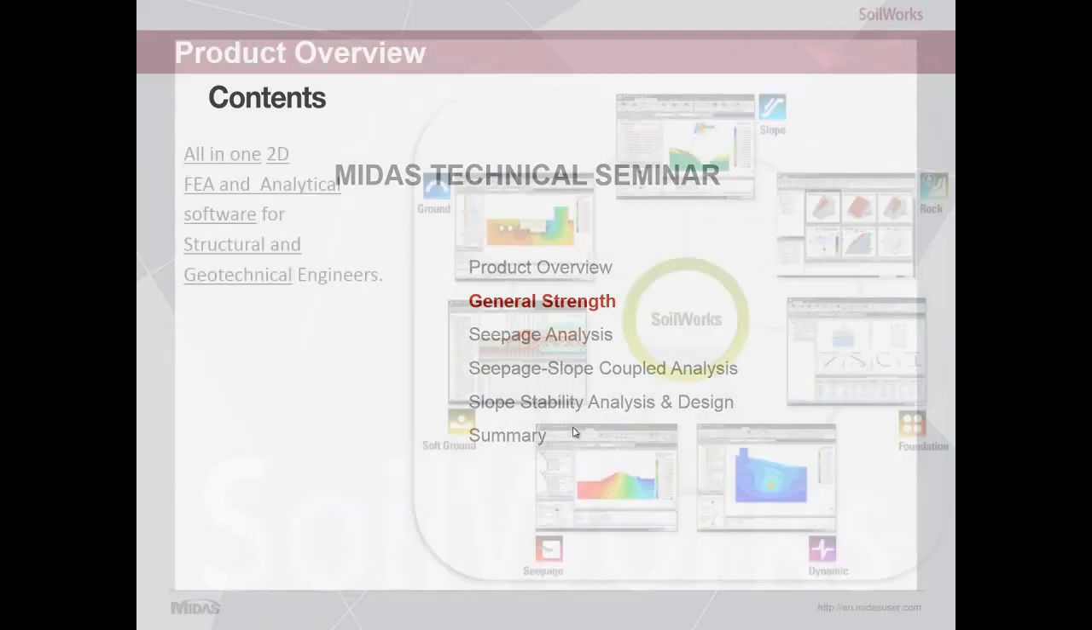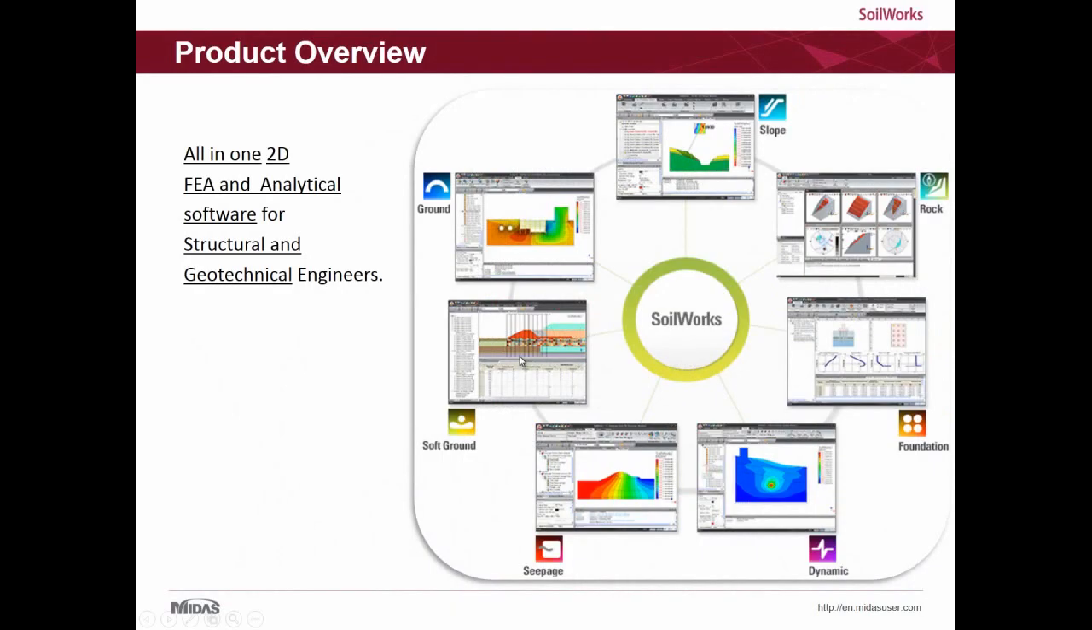Soft ground module is for immediate settlements in sandy soils or consolidation settlements in clay soils over a long period of time. Ground module is mainly for tunnel lining design and can be used for analyzing the effects of cutting and filling. Therefore, all in all, SoilWorks covers all the practical geostructural analysis requirements in a single software solution.